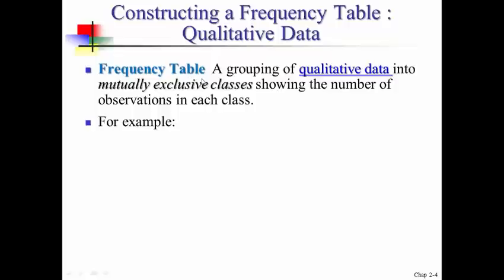A frequency table is a statistical technique or statistical method that we use in order to classify qualitative data into mutually exclusive classes or mutually exclusive groups, showing the number of observations in each class or each group. Observation, you can call observation or you can call data item.